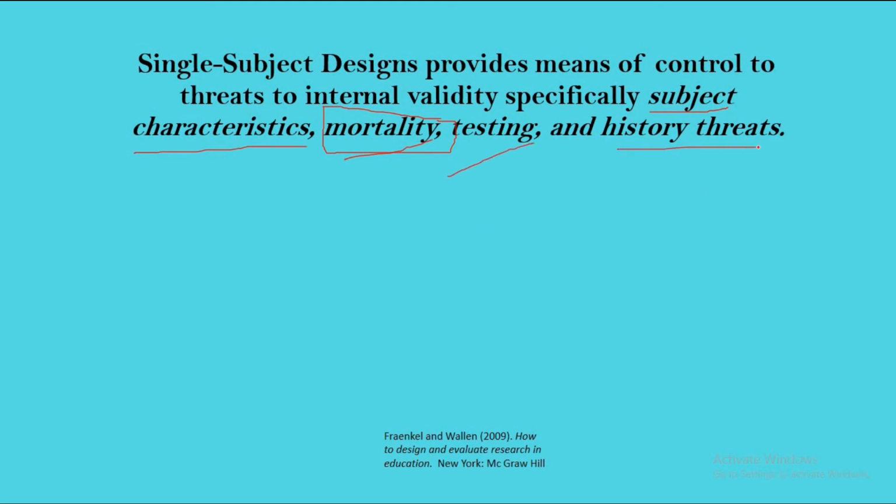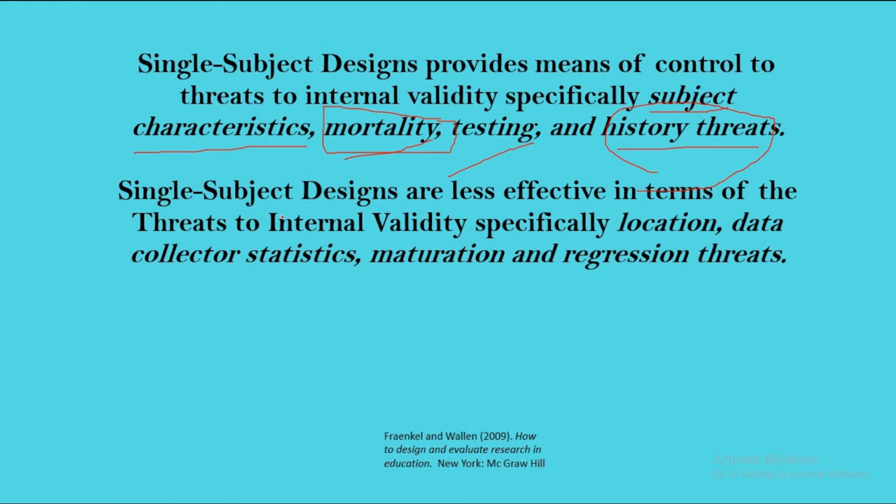History and threats, well, hindi din ito maging masyadong issue because primarily there is only one that is being observed, and whatever had happened during the conduct of the activity, that could easily be documented. So lahat ay makikita actually in the context of the observation. Single subject design though are less effective when it comes to controlling for threats of location, data collector statistics, maturation, and regression threats. So yung pinaka-issue dito ay yung regression threats.